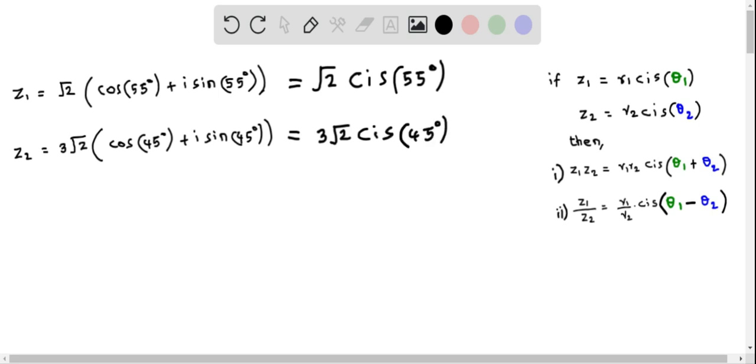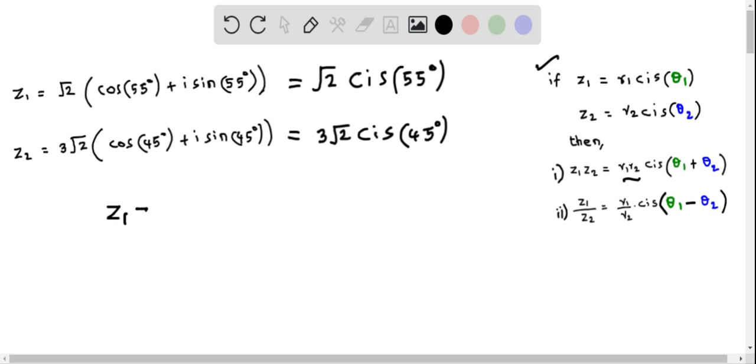So we are going to follow this definition of complex numbers to find the product as well as the quotient. If Z1 equals R1 cis theta 1 and Z2 equals R2 cis theta 2, then the product Z1 Z2 equals the product of the moduli multiplied with cis of the sum of the angles, that is theta 1 plus theta 2. So let's find the product first.